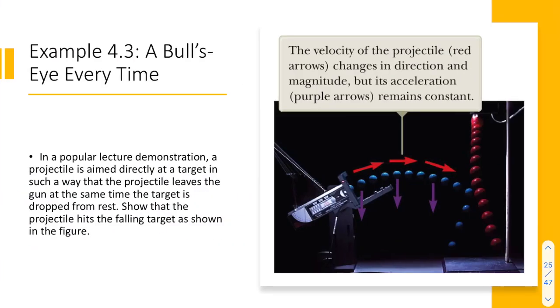Example 4.3, a bull's eye every time. Very good. In a popular lecture demonstration, a projectile is aimed directly at a target in such a way that the projectile leaves the gun at the same time the target is dropped from rest. Show that the projectile hits the falling target, as shown in the figure. The velocity of the projectile, red arrow, changes in direction and magnitude, but its acceleration, purple arrow, remains constant. This is the g.